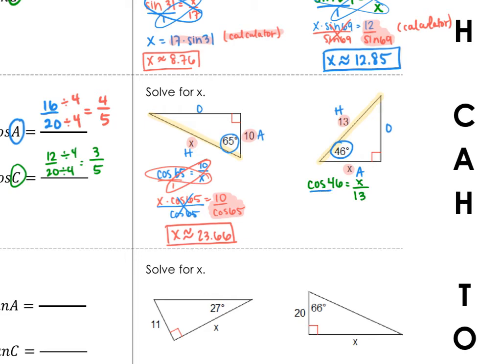From here, cross multiply. So x times 1 is x, and then it's going to be 13 times cosine of 46. Since we have x by itself, this is the part that we're just going to put in our calculator, 13 times cosine of 46. And when you put that in your calculator, you get x is about 9.03.